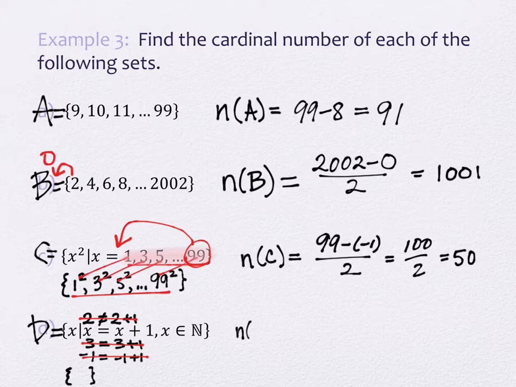So the number of items in set D is what? 0. There's nothing in this. No number will work. Can we write it like that, or do you want us to put the empty brackets? Well, if you want to put the empty brackets, it would have to look like this. The answer is still 0.